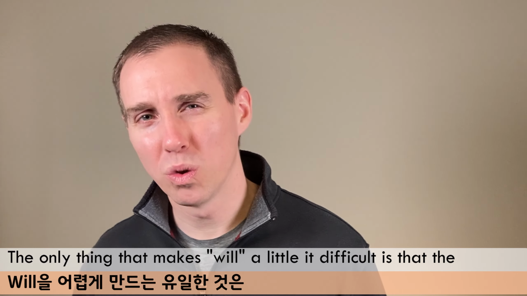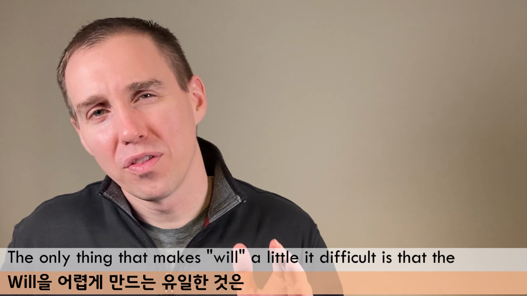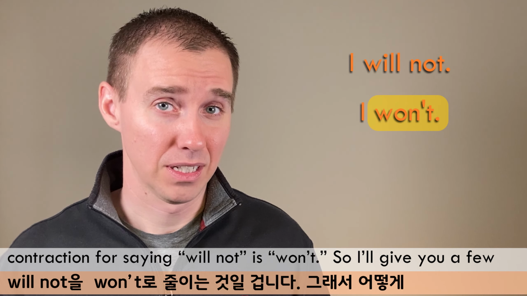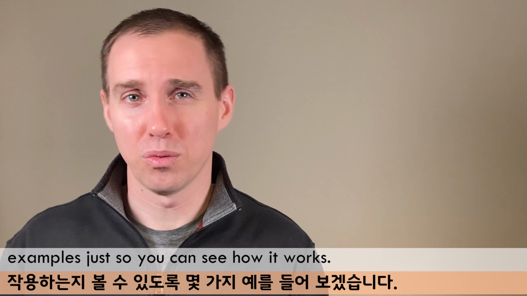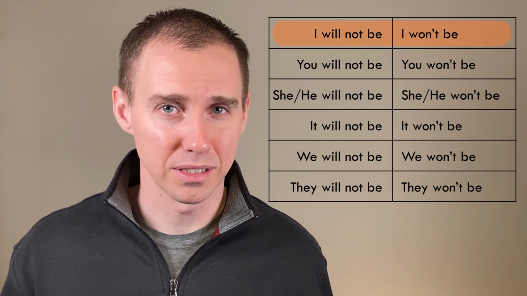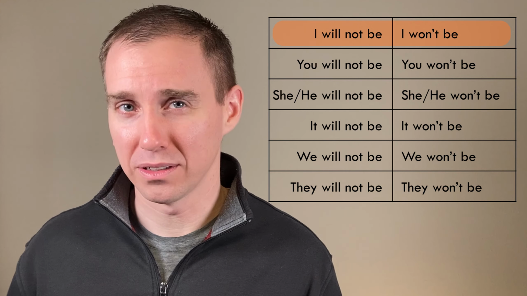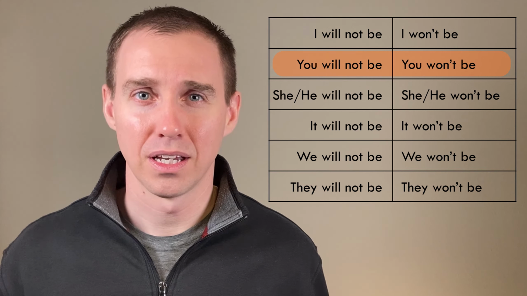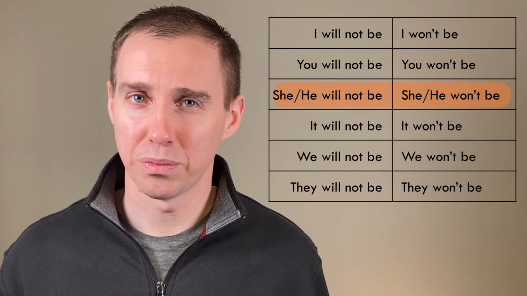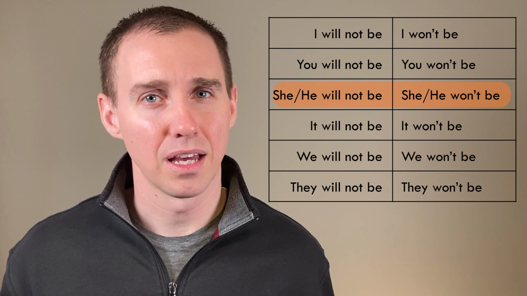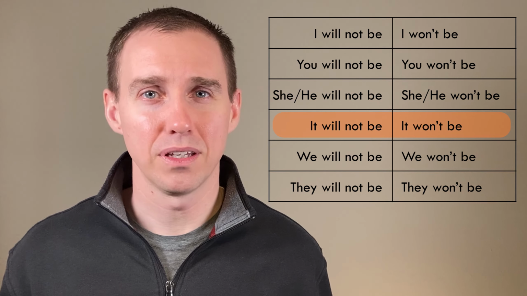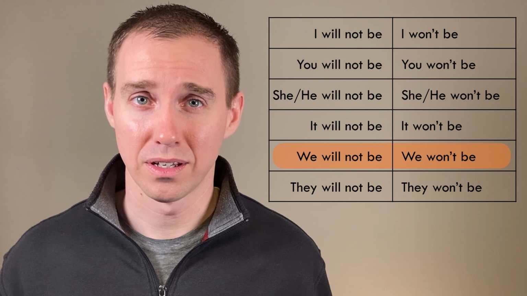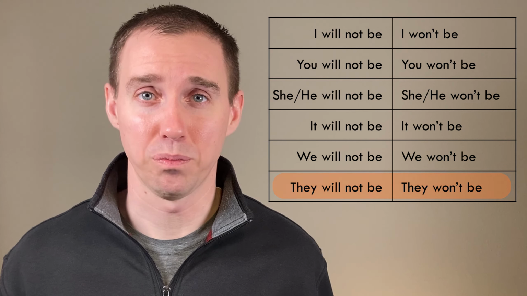The only thing that makes will a little bit difficult is that the contraction for saying will not is won't. So I'll give you a few examples just so you can see how it works. I will not be becomes I won't be. You will not be, you won't be. She will not be, she won't be. He will not be, he won't be. It will not be, it won't be. We will not be, we won't be. They will not be, they won't be.